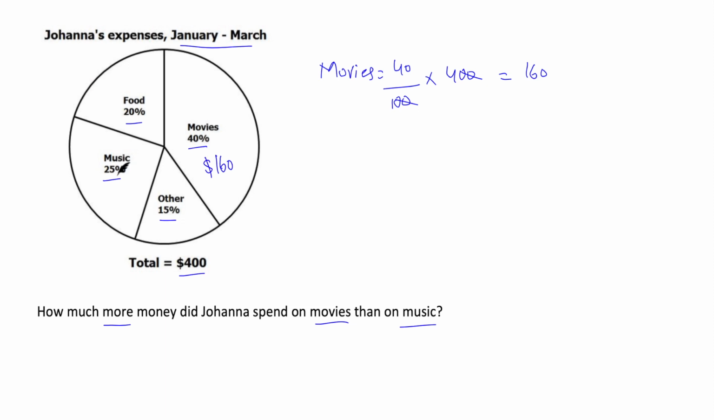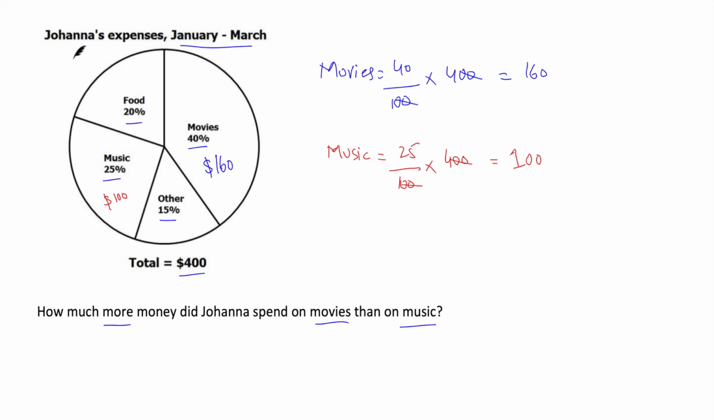Now let's do the same scenario with music. On music, she is spending 25%, which is basically 25 over 100 into 400. The zeros cancel out. 25 into 4 is $100. So she is spending $100 over here on music.